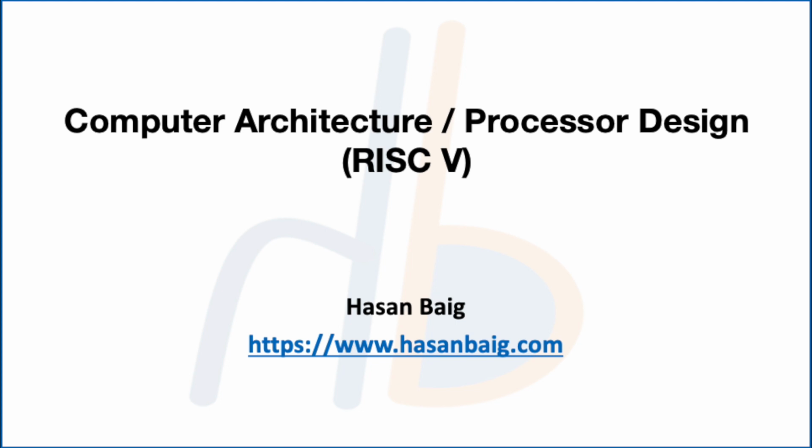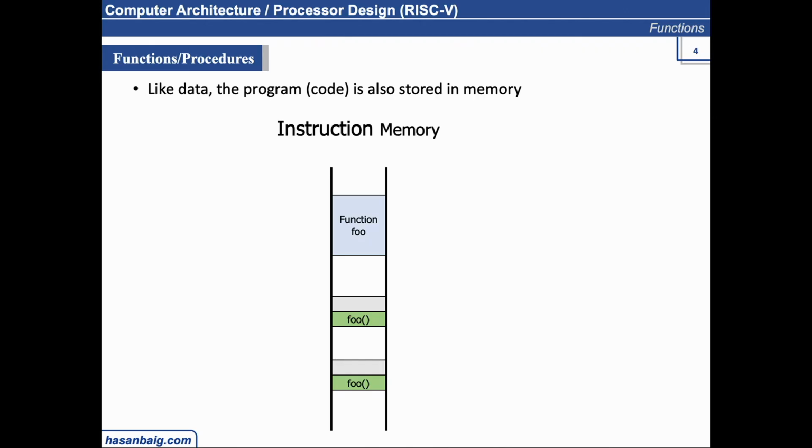Alright, so we started off last time with the functions and procedure. We discussed what functions are, and this is the only part left in assembly programming, how it is implemented. We talked about the instruction memory and why we categorize memories into two different portions: to store the data and refer to it as data memory, and to store instructions and refer to it as instruction memory.